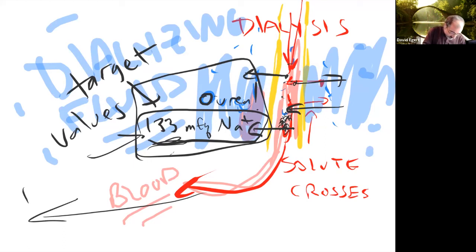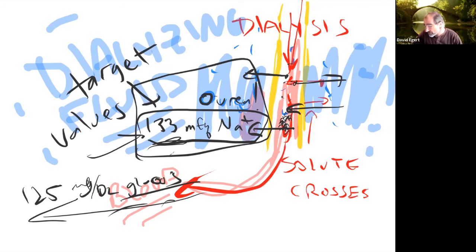I have here all these different things. The composition of dialyzing fluid has like 133 milliequivalents per liter of sodium, 5 of potassium, 3 of calcium, 1.5 of magnesium, 107 of chloride, 27 of bicarbonate, and then like 125 milligrams per deciliter of glucose and things like that. It's just whatever it is.